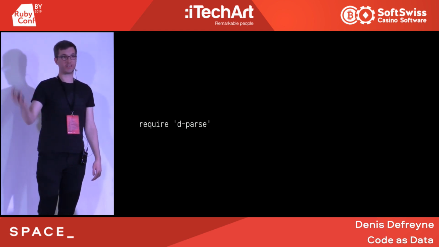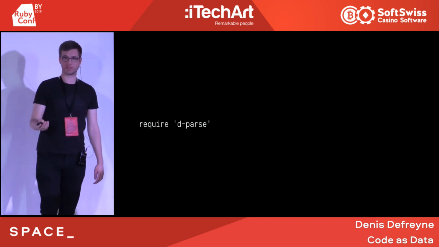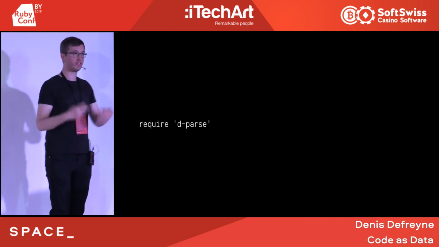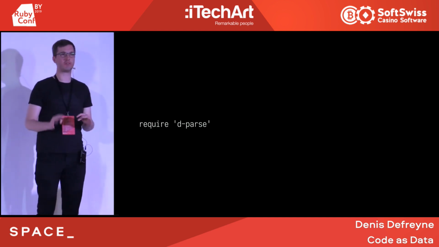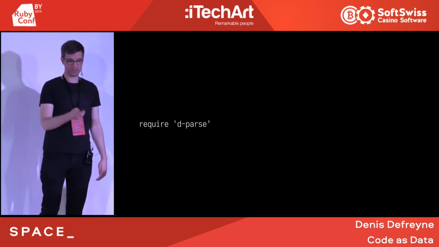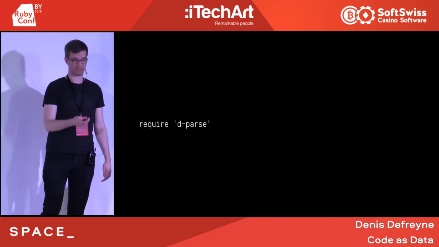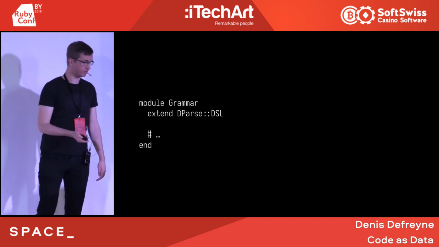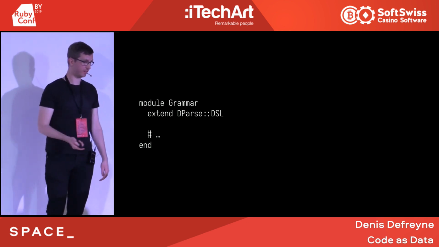This is a Ruby gem for writing your own parsers. It uses parser combinators, and I want to show you how you can use it. I don't want you to think about how it's implemented, because it will look like magic. The implementation is nice, you can check it out, but I'll just use it to implement a parser for this particular language. So I'll create my grammar module and extend it with the dparse DSL.